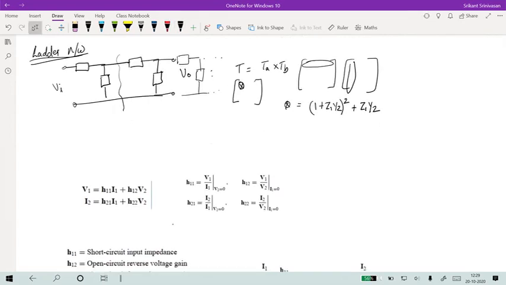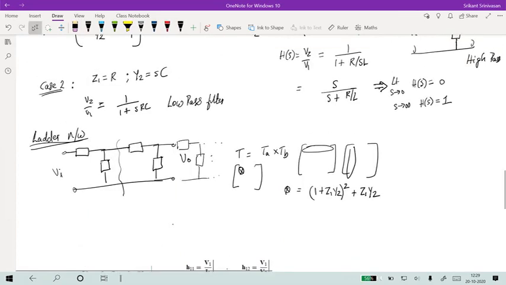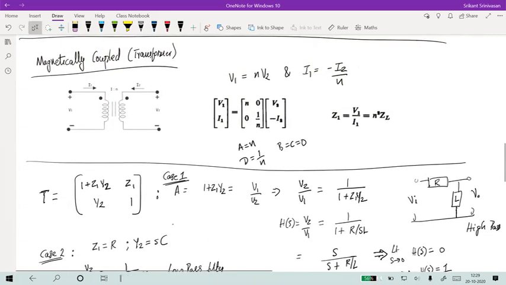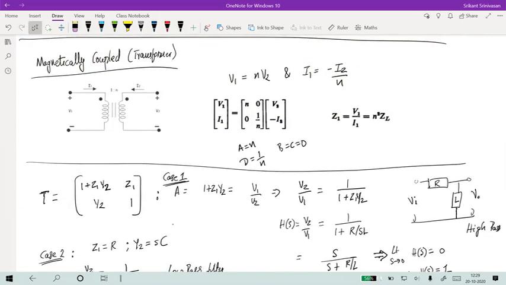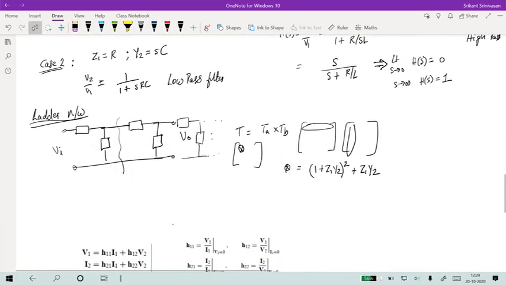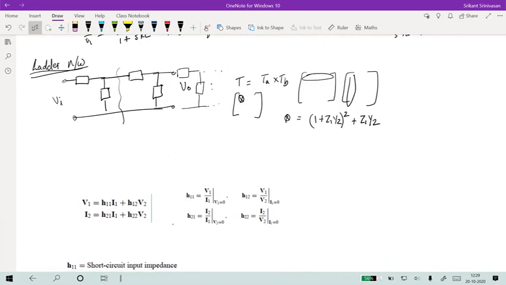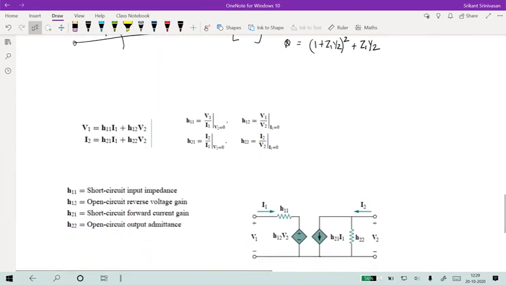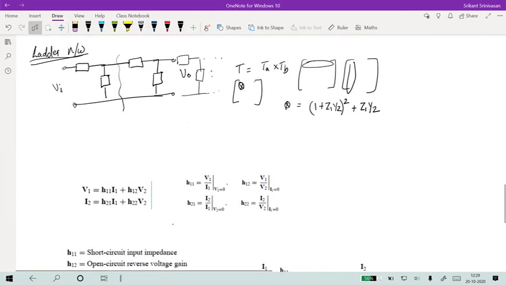Finally, we have something called the hybrid parameters. What we talked about until now was the transmission parameters. Maybe I'll take up the hybrid parameters in the next class, because this itself is one consolidated topic. Hybrid parameters is very small, but we'll take it up separately and combine it with some other topic. So let's stop here and take up in the next class.